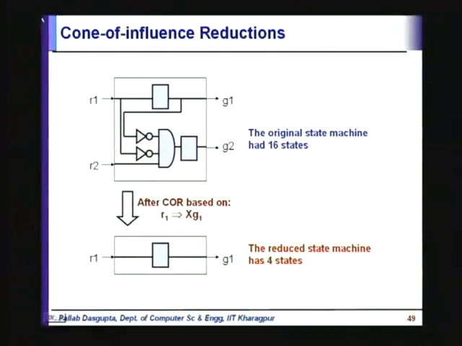So, the first thing that we will look at is the cone of influence reduction. This is a very first-cut thing that people do in model checking tools. This is the original circuit, and let us say that we want to prove the property that always R1 implies next G1.